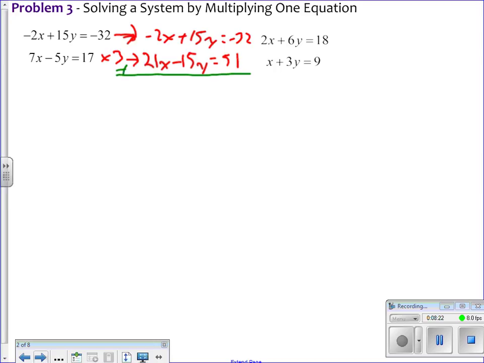Okay. Negative 2 plus 21, that gives me 19x. 15 plus negative 15, no more y's. And negative 32 plus positive 51. It's 19.